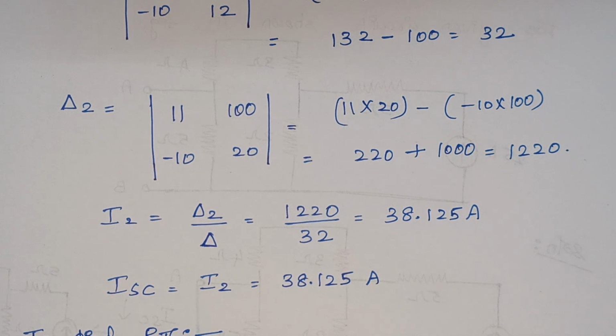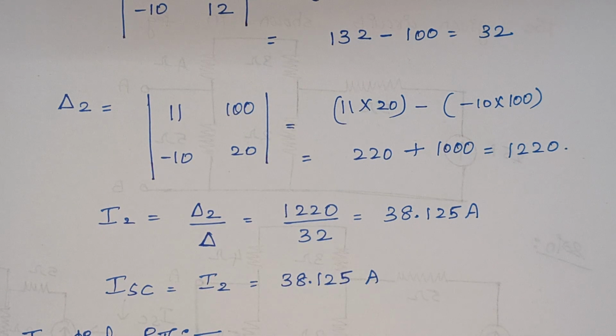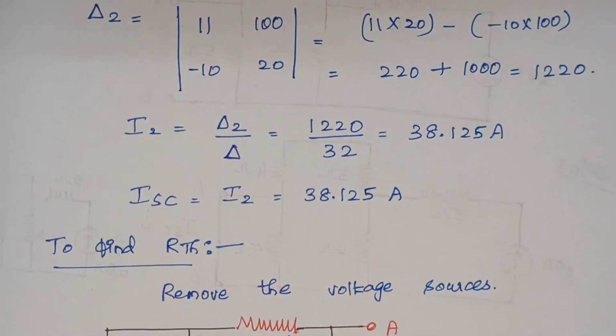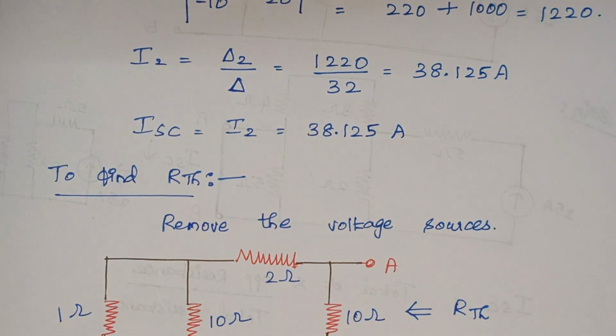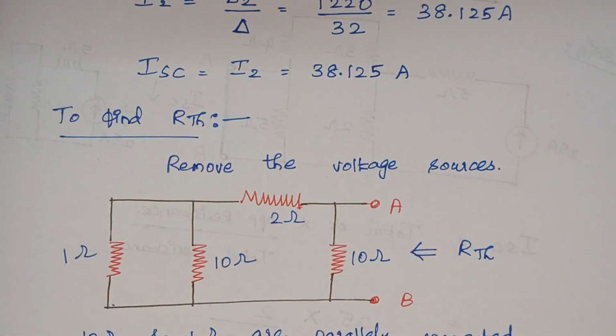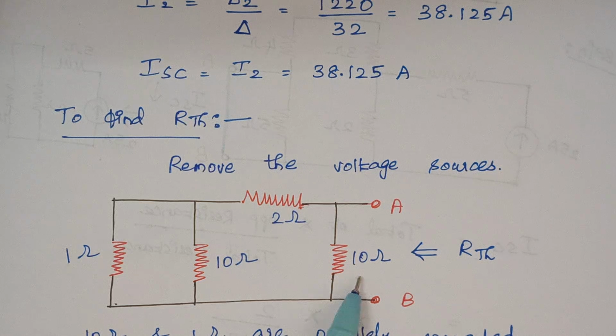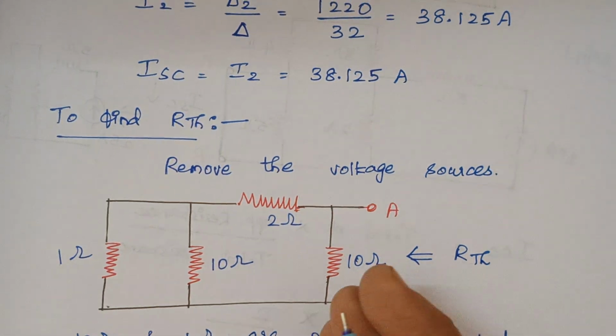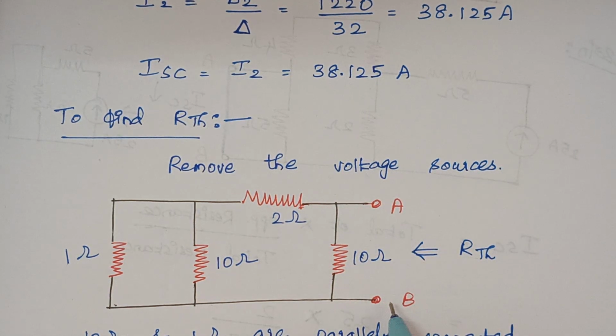Now the next thing is we have to calculate the Thevenin resistance. What is the first step to calculate Thevenin? We have to remove all the voltage sources, and current sources if present in the circuit. Here we are having two voltage sources, and those two voltage sources are removed and our circuit looks like this. To calculate Thevenin, we have to proceed from backwards, that is from this terminal.